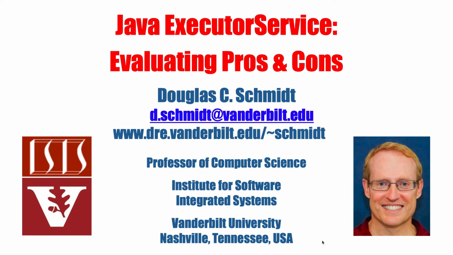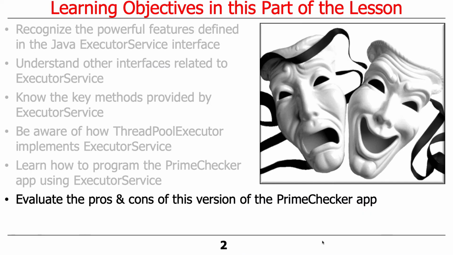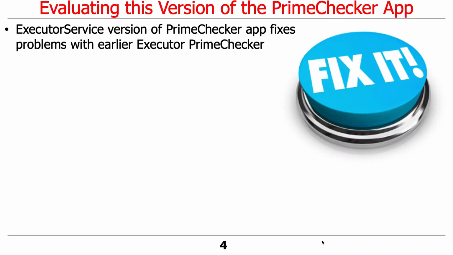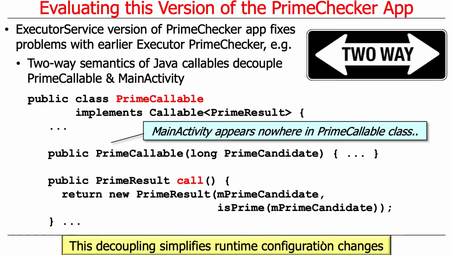Okay, let's now talk about how to evaluate the pros and cons of the implementation we just took a look at. So this solution that we just walked through fixes some of the limitations and problems with the earlier executor PrimeChecker implementation. In particular, the fact that we used two-way callable semantics decoupled the prime callable from the main activity so they didn't have to know about each other. And that helps to simplify runtime configuration changes because when things change, we don't have to update all the prime callables. It's just handled automatically.